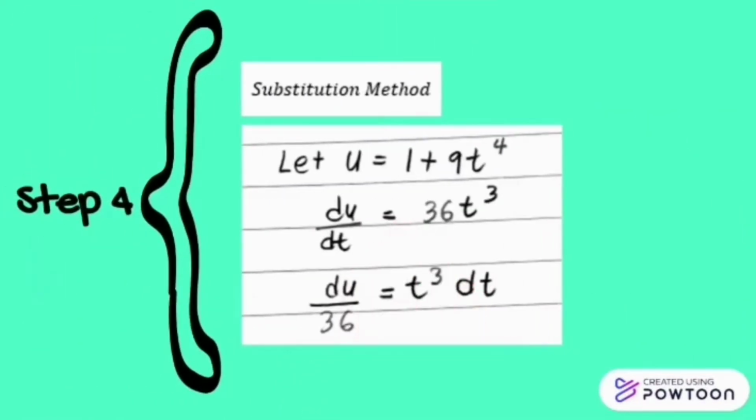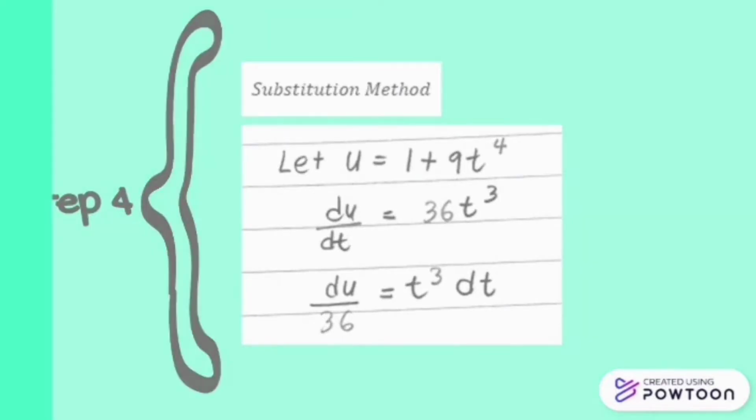Next, step 4 is we use the substitution method to integrate. We let u equal 1 plus 9t to the power of 4. So we differentiate it, we get 36t to the power of 3, and we arrange the formula: du over 36 equals t to the power of 3 dt.